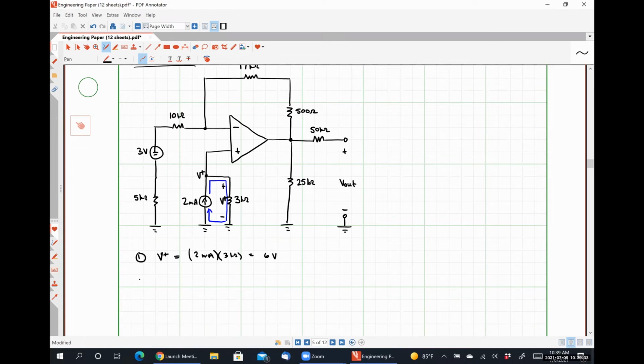Does everybody understand why that works that way? It's effectively just rule number 2. No current can branch off, so all the current has to flow in that little loop, giving us a voltage V plus equal to 6 volts. Step number 2, we find V minus, which is the voltage right here. What is it going to be? 6 volts, because it has to be the exact same thing as V plus.